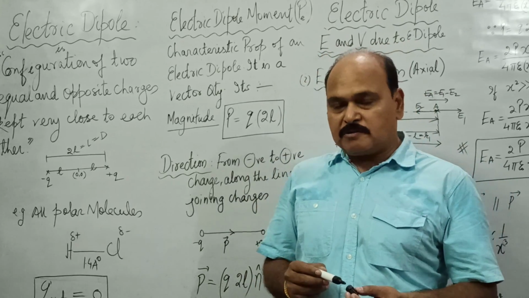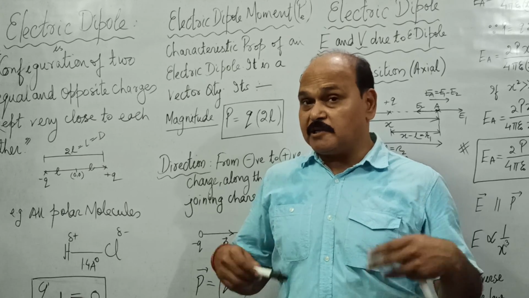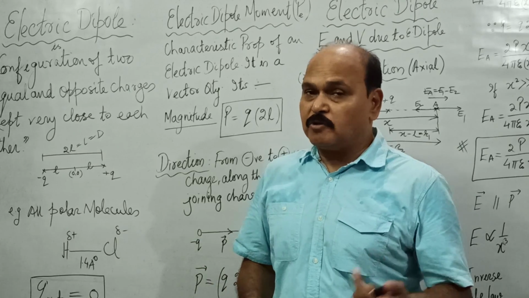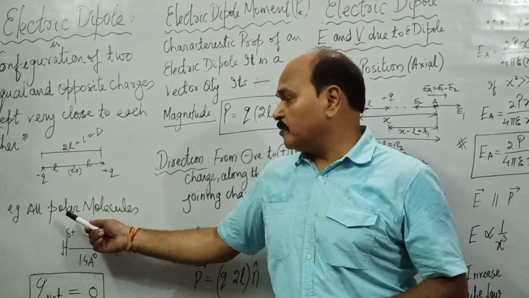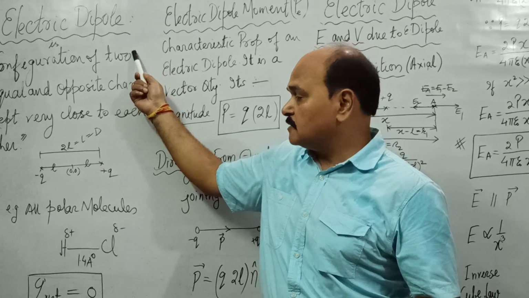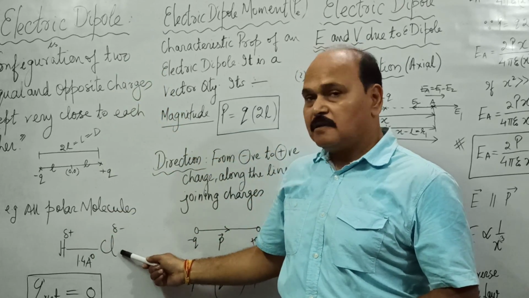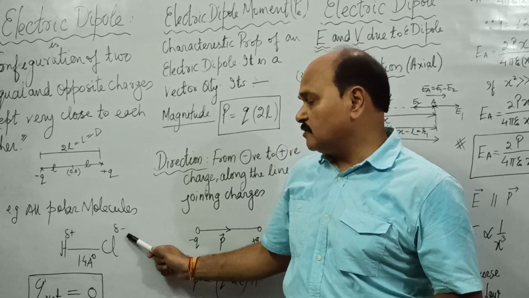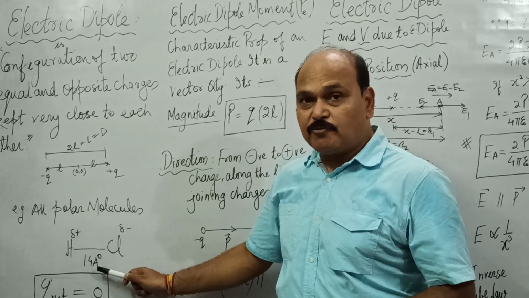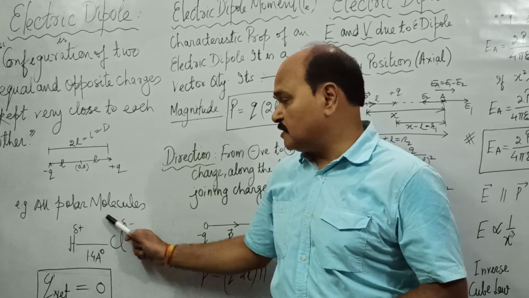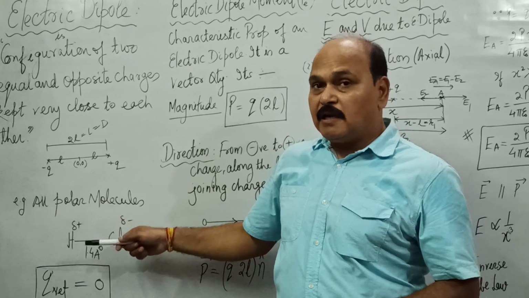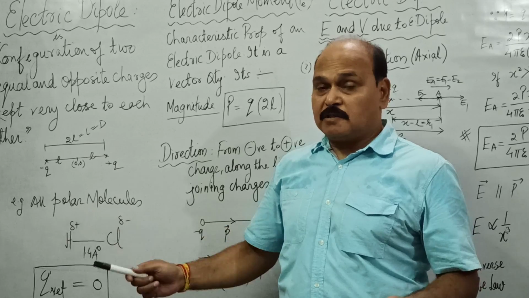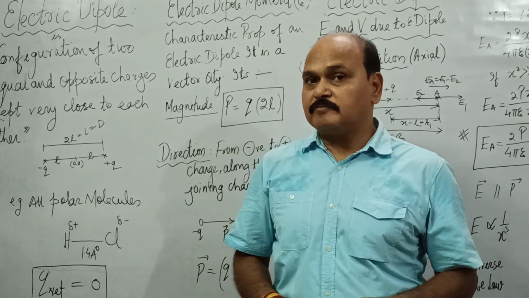Well, all polar molecules in our nature are what? Electric dipoles. There are only two types of molecules, polar or non-polar. So all polar molecules are electric dipoles. This is the HCl molecule. This is electropositive, this is electronegative, and the separation between them is nearly 1.4 angstrom. So this is an electric dipole, and you can see how close they are kept: the distance between them is of the order of angstrom.